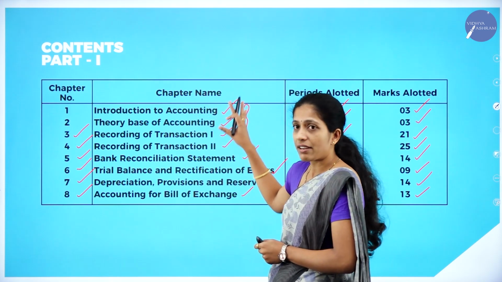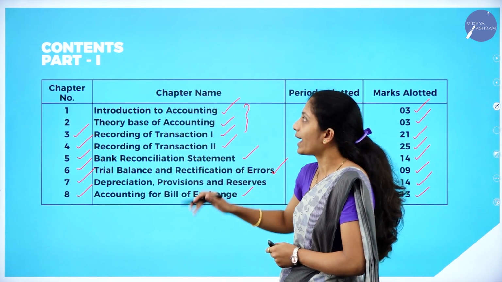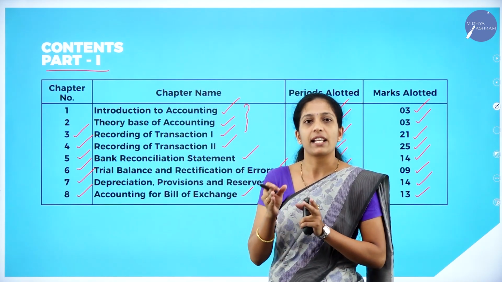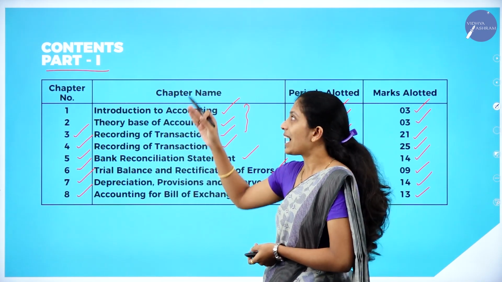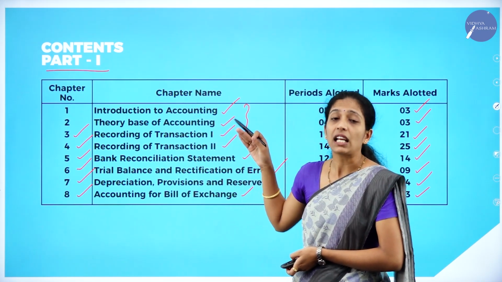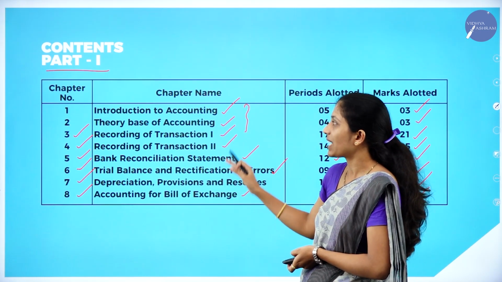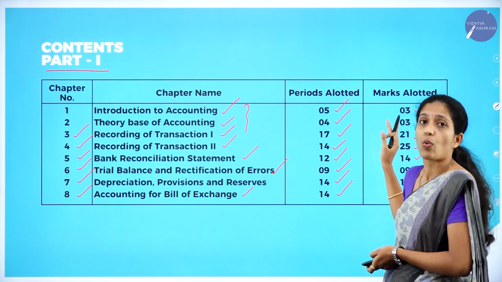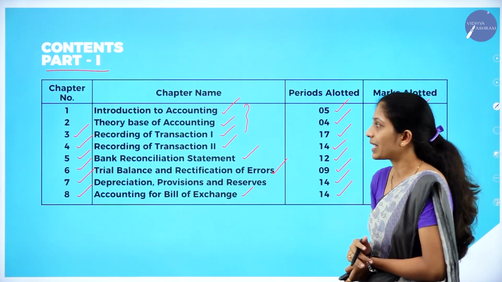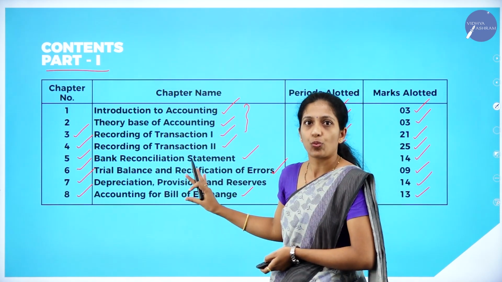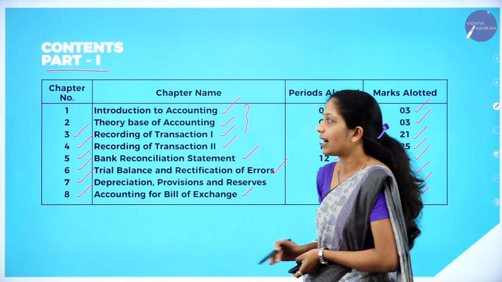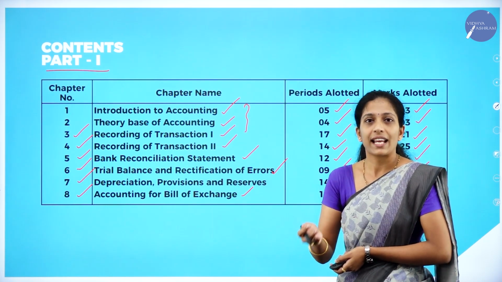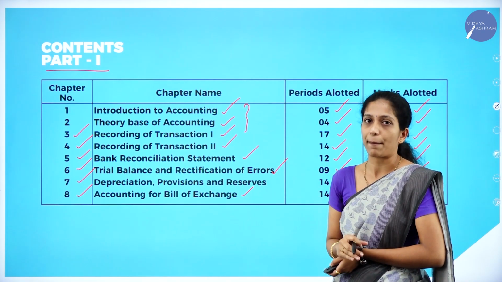So these are the contents, or the chapters, which are included under the part 1 book. As I have already told you, the whole syllabus has been divided into part 1 as well as part 2, whereas in part 1 you are expecting 8 chapters. We have already discussed which are the chapters, how much period is required and what the marks allotment is for each. If you see this part 1, which are the most important chapters here? Recording of transactions 1 and recording of transactions 2, where you can gain maximum marks from these 2 chapters.